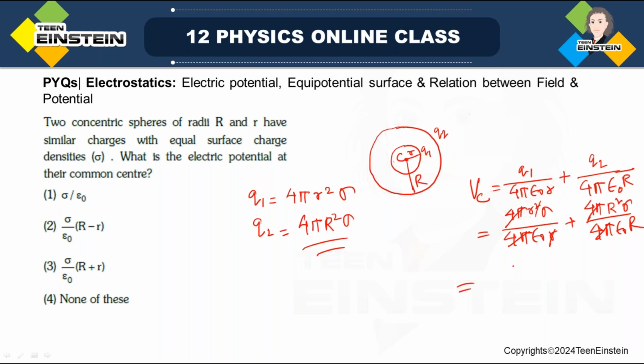see this, and one R will cancel each other. So sigma by epsilon naught will be common from both, and here I have got small r, and here I have got capital R. So this is the answer. The potential at the center will be additive due to both, and that is going to be sigma by epsilon naught whole into r plus R, and option 3 will be the correct answer for this question.